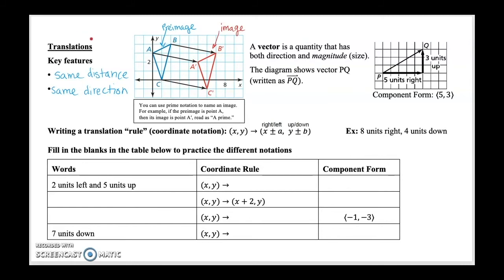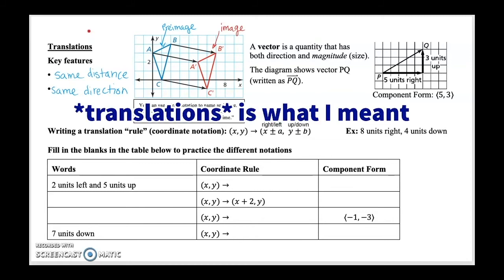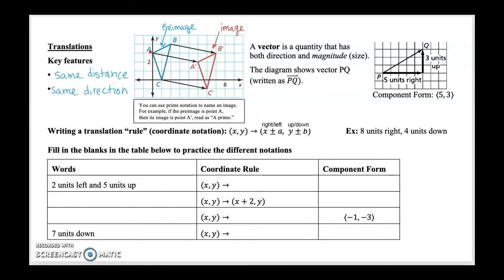And one of the ways transformations are sometimes described is that you're moving each pre-image point along a vector to get to the image point. So a vector is just a quantity that has both direction and magnitude or length. So here's an example picture of a vector, right? So it shows vector PQ.